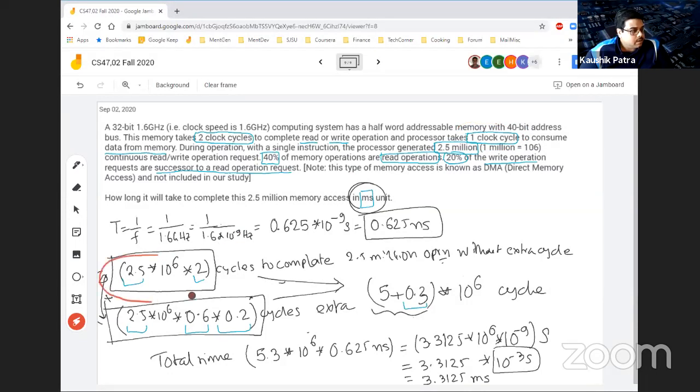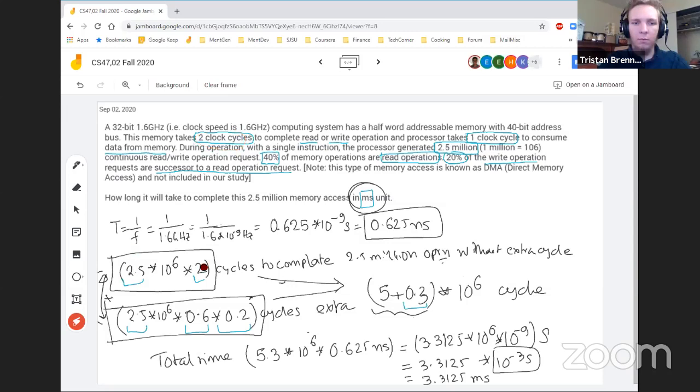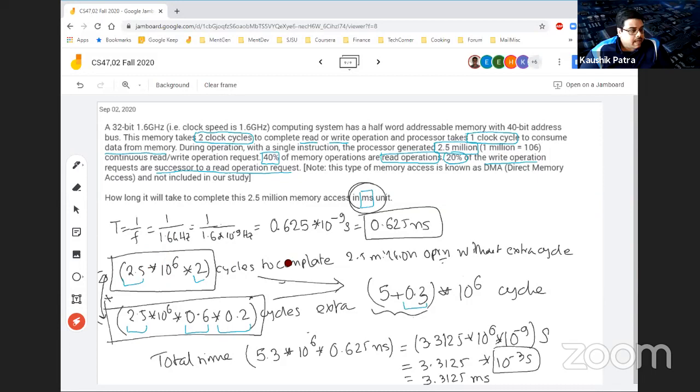The first one, the entire 2.5 million operation, each of them takes 2 clock cycles. That's why 2.5 million multiplied by 2 cycles to complete that. Now, in this part, we are considering how many extra clock cycles we need. We need an extra 1 clock cycle for each back-to-back read-write operation.